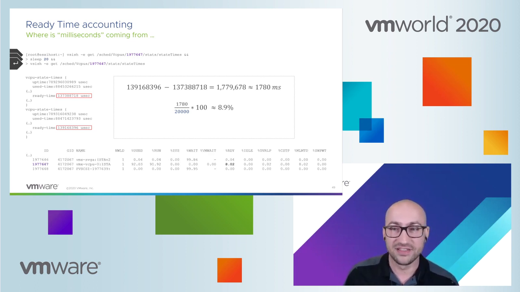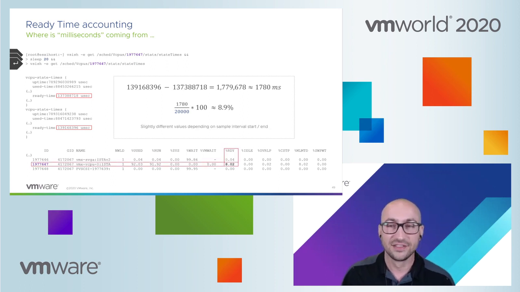Let's look at ESX top and see how close we were. Yeah, close enough. And the thing you have to take into account here is that the sample interval is different, right? We started at a different point and we ended at a different point. Same length doesn't mean you capture the same content.